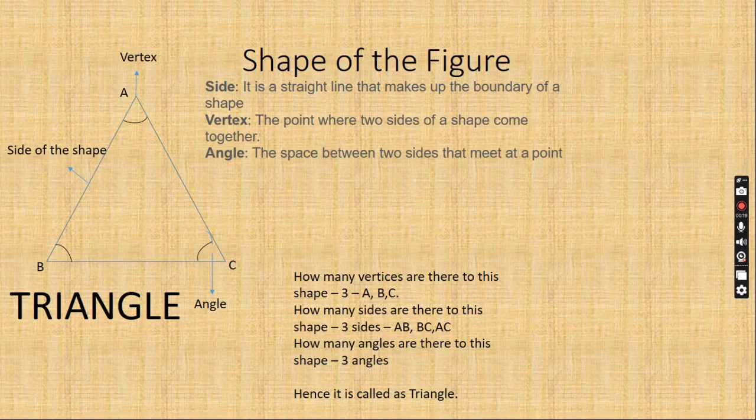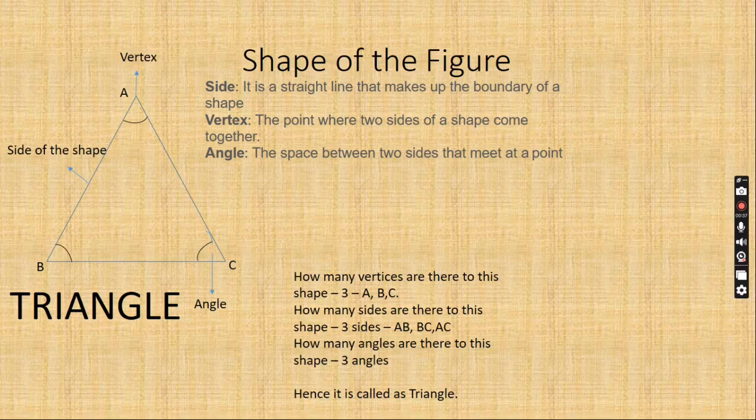That is, where two sides of the figure come together is called a vertex. And angle, the space between the two sides that meet at a point, is called an angle. To identify the figure, we first ask three questions.